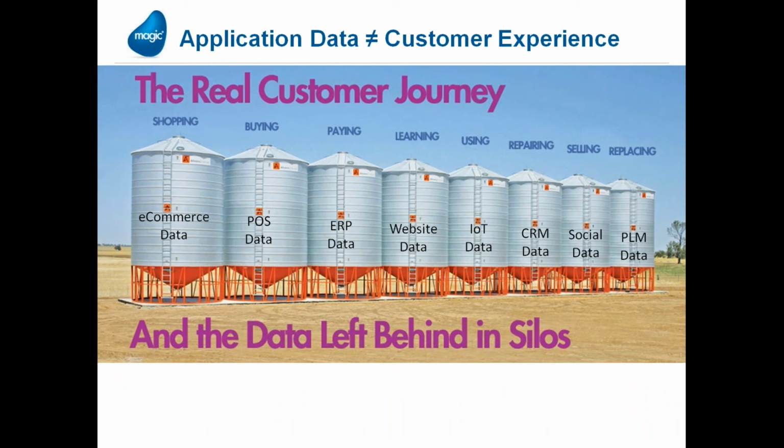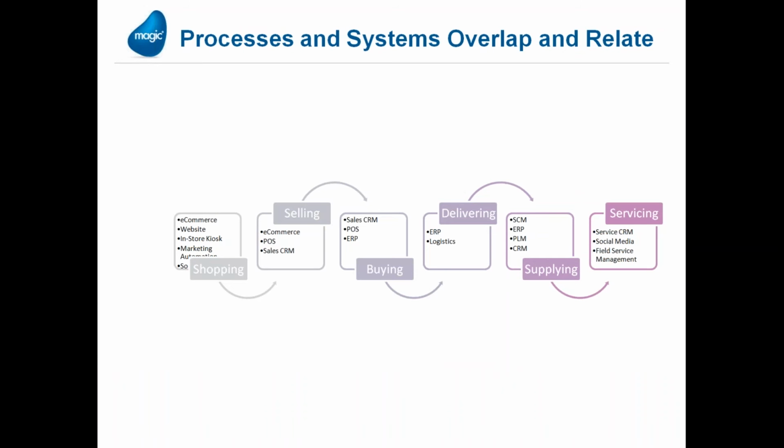So the real customer journey involves customers who are engaged in things like shopping and buying and paying for products and learning about those products, using them, maybe fixing them, repairing them. At some point, maybe they dispose of them, sell them, replace them with new products. That's the real customer journey. Those are the things your customer does. But we don't have systems that we label with these same words.